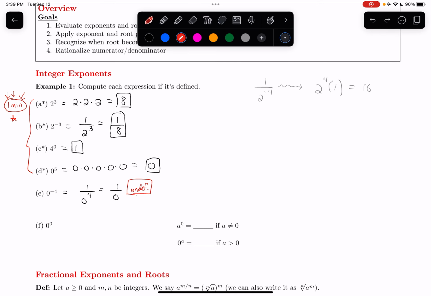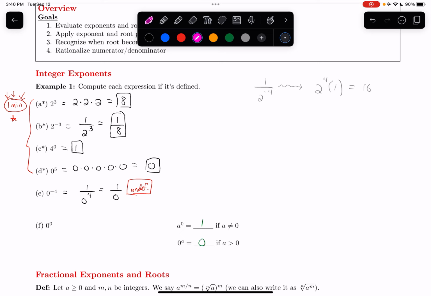There are kind of two things at play here. If I have some number a as the base and 0 as the exponent, as long as that base is not 0, I get something like part C, 4 to the 0, and that's 1. What if it's the other way around? What if I have 0 as the base and the exponent a is some positive number? Well, that's like part D, 0 to the 5, and that ended up being 0.